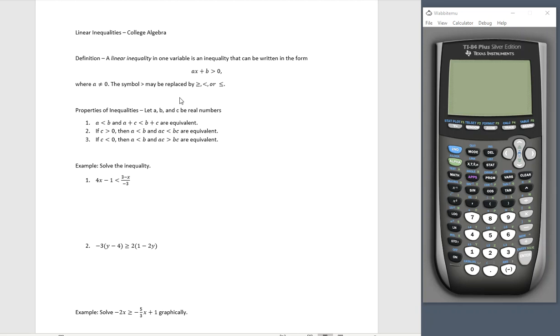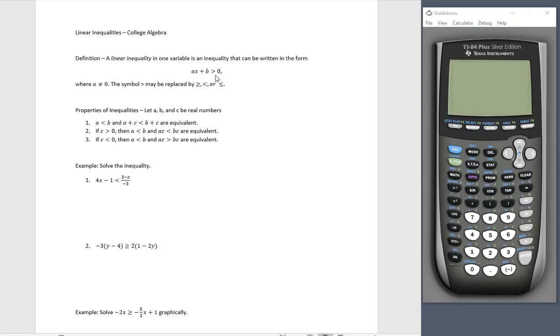Hello, and welcome to Linear Inequalities. This is a college algebra review, but I gotta tell you, there are not too many higher versions of linear inequalities. A linear inequality in one variable is an inequality that can be written in the form ax plus b is greater than 0.